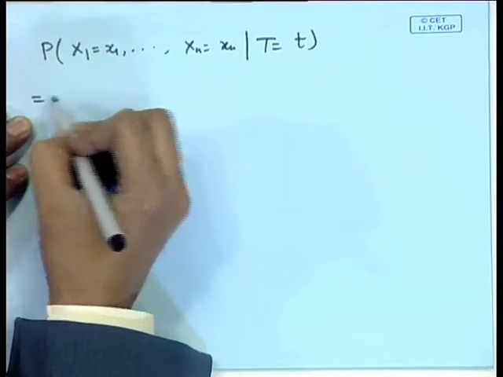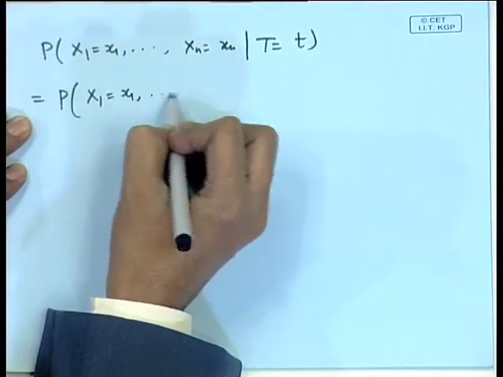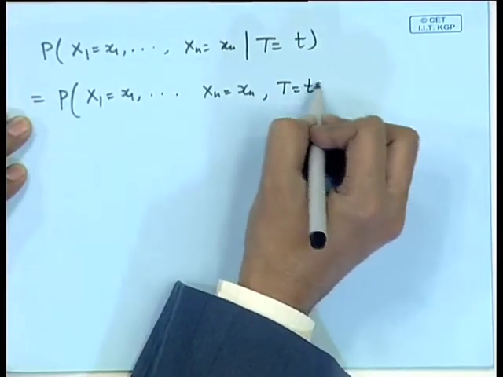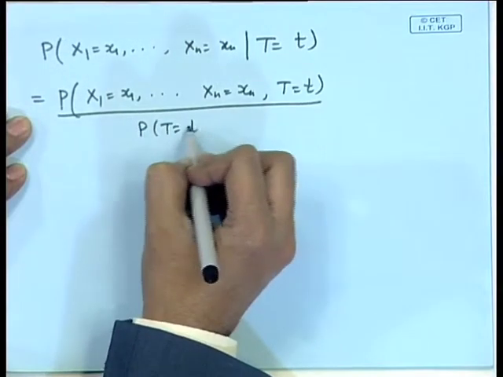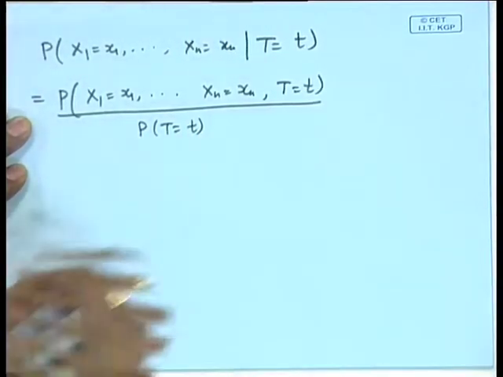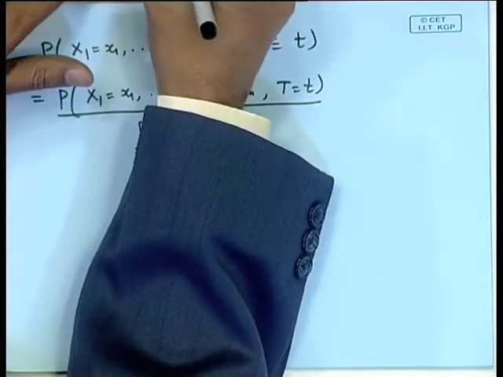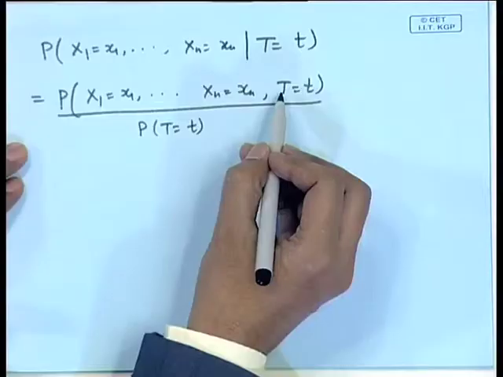So, this is equal to the probability of X1 equal to x1 and so on, Xn equal to xn, T equal to t, divided by the probability of T equal to t. Now, here T is the sum of Xi, and we know that it follows Poisson(n lambda). So, the denominator quantity can be written. How to find out the numerator quantity?